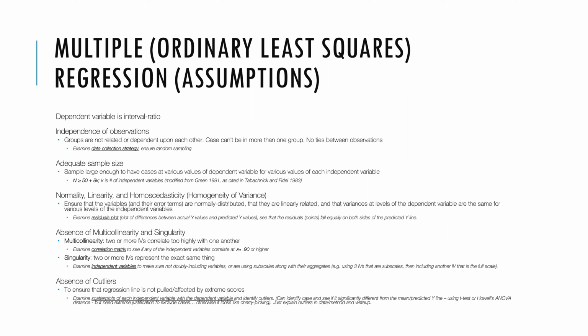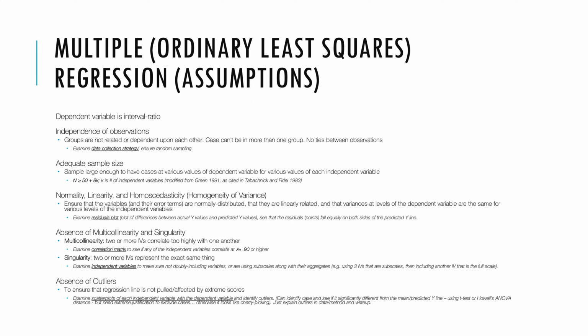Normality, linearity, and homoscedasticity. Homoscedasticity is the same thing as homogeneity of variance that we saw with ANOVA. We want to ensure that the variables and their error terms are normally distributed, that they're linearly related, and that variances at all levels of the dependent variable are the same or similar at various levels of the independent variable.